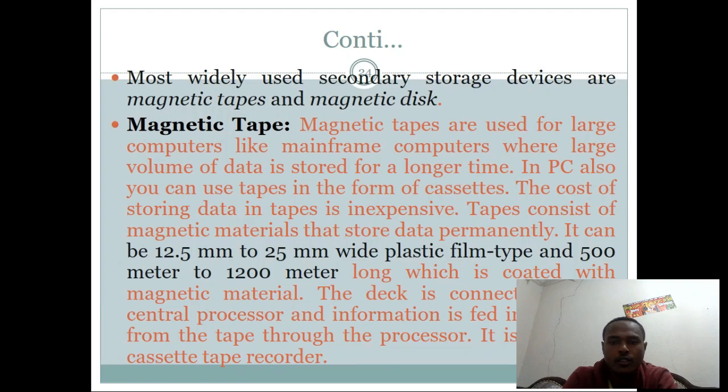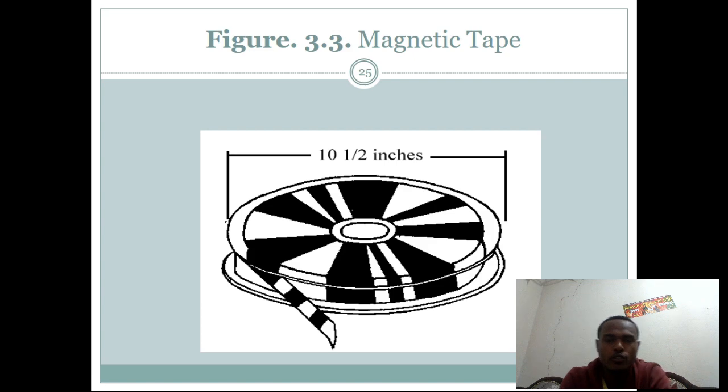Magnetic tapes are used for large computers like mainframe computers. A mainframe is a very large computer which contains a high volume of data. Tapes consist of magnetic material that stores data permanently. It can be a 12.5 mm to 25 mm wide plastic film type, and sometimes it is long, from 500 meters up to 1200 meters. Here is an image of magnetic tape.